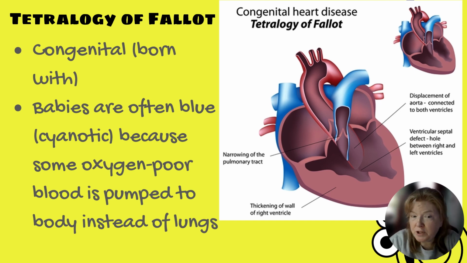There's Tetralogy of Fallot, and we're going to watch a movie called Something the Lord Made, and it is going to address this particular disease of the heart. This is congenital, meaning you're born with it. Babies are often cyanotic. Remember, that's a blue tint. And it's because some of the oxygen poor blood is pumped to the body instead of to the lungs to get oxygen. And it's called the Tetralogy of Fallot because there are 4 specific defects. So not 1, not 2, 4 specific defects in the heart in these babies.